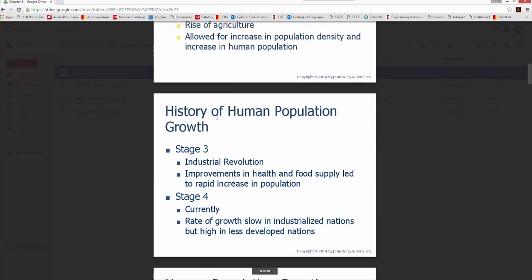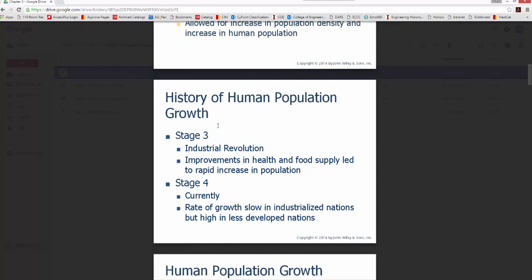Then we get to stage 3, which is defined as the Industrial Revolution, and if I'm remembering my history right, that would be right around 1750, somewhere in that area.